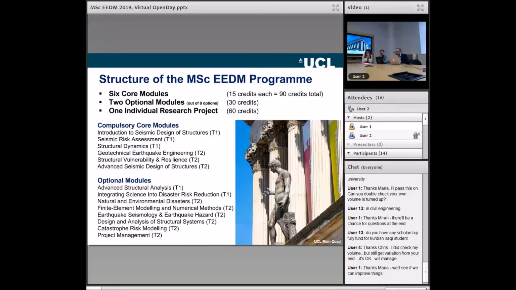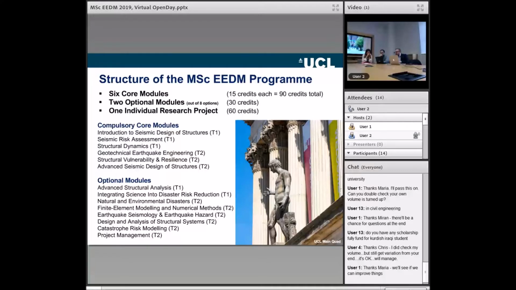More in general, the structure of our program includes 8 different modules, so you have to take 8 different courses. 6 are compulsory, meaning that you have to take those at the top of the slides. And they are pretty much with a strong focus on basic structural engineering knowledge. So you have an introduction to seismic design of structures, dealing with new structures, in particular reinforced concrete structures. You have advanced seismic design of structures, dealing with more advanced topics, and in particular with steel structures.